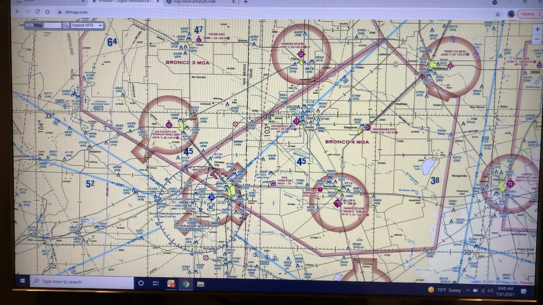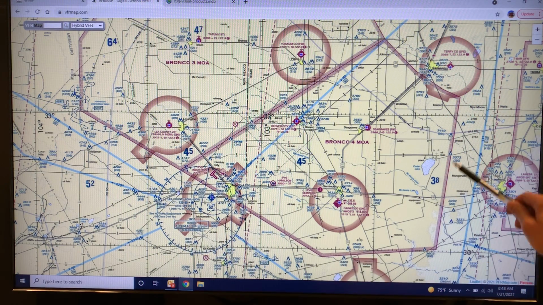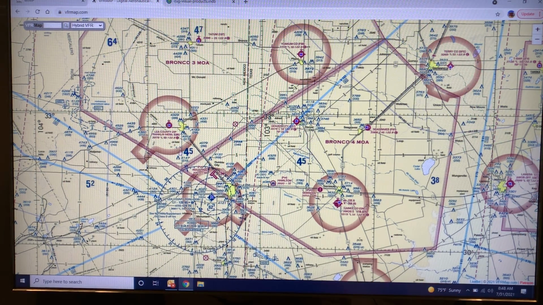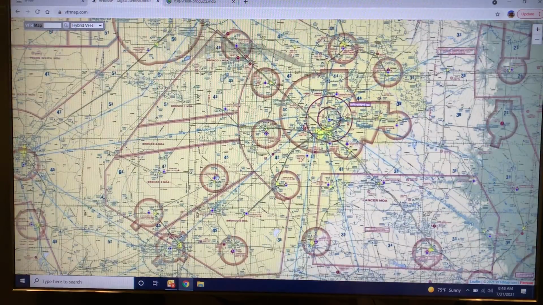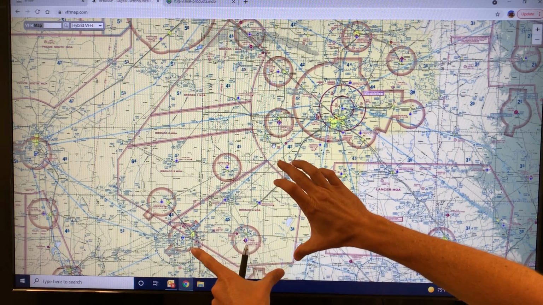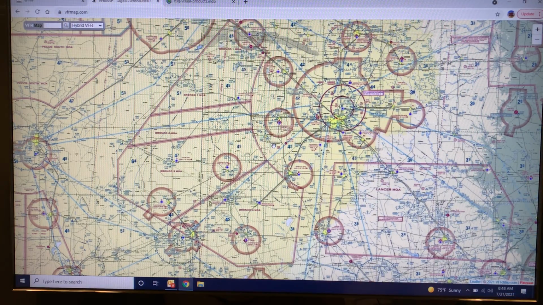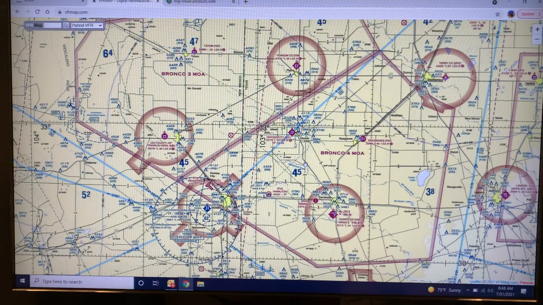Okay, the other thing we need to go over is this big sort of picket fence looking thing in magenta color. So let me zoom out so you can see kind of where this is coming from. We've lost some detail there. So this big area here looks like it's centered around Lubbock. This is an MOA, or a military operation area.